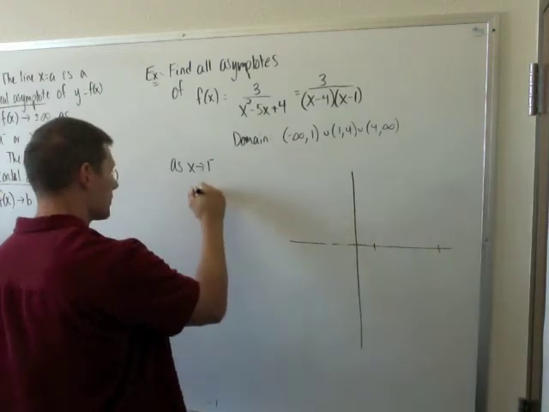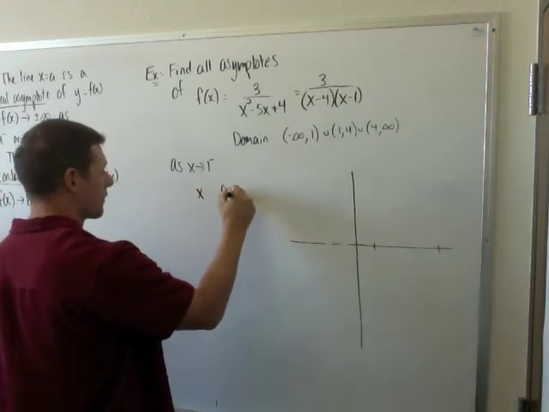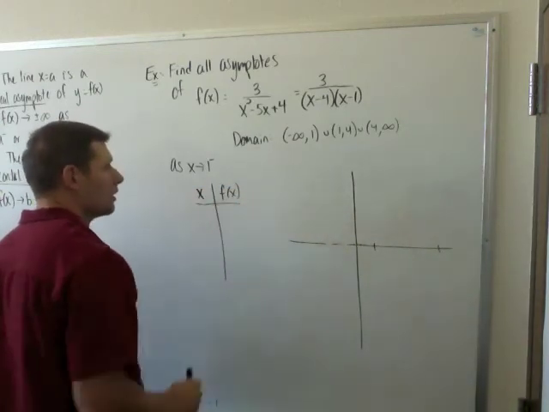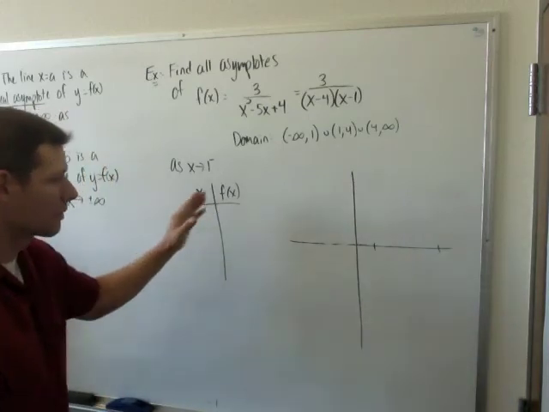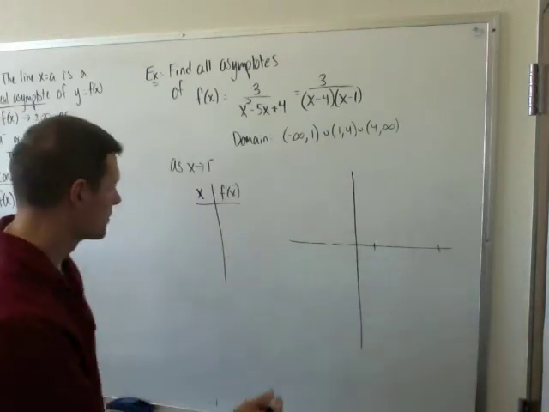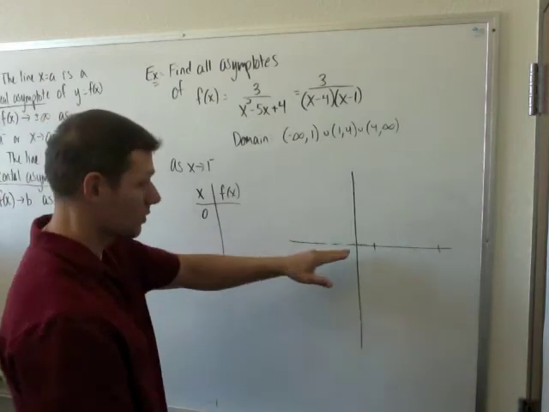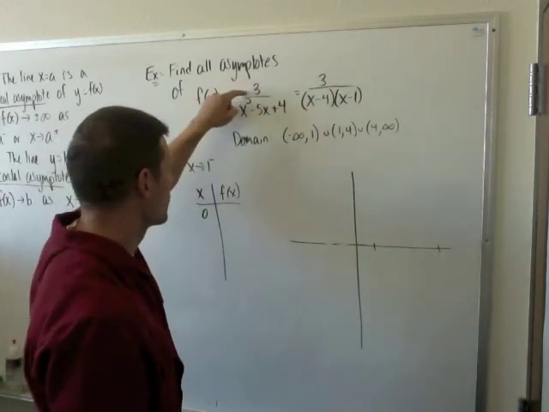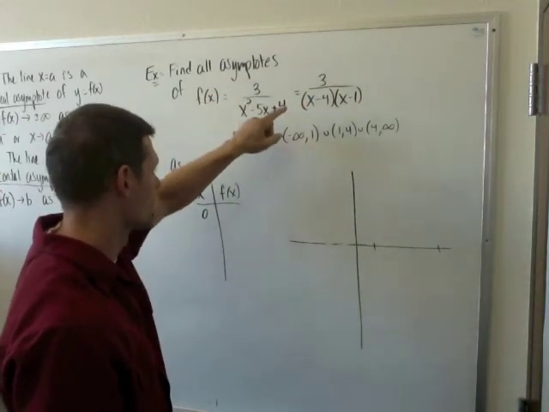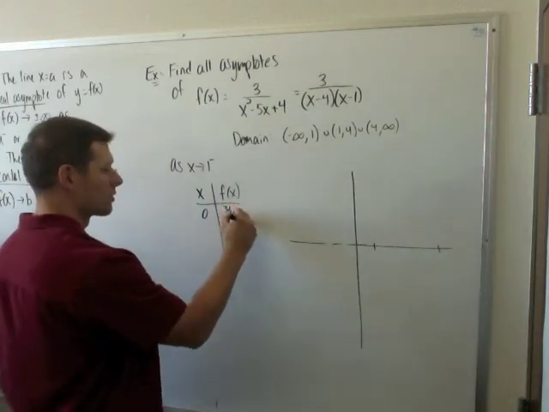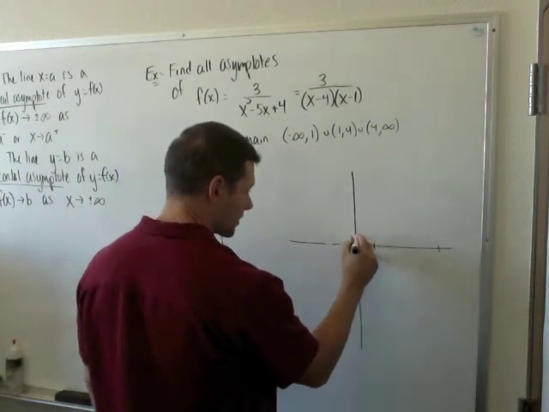Well, if you don't understand, you can always make an f of x chart and see what happens. All right, let's approach 1 from the left. Give me a number close to 1, approaching from the left, maybe 0. Okay, 0 is okay to plug in. If I plug in 0, 3 divided by 0 squared minus 5 times 0 plus 4 equals 3/4. So (0, 3/4) is a point on the graph.